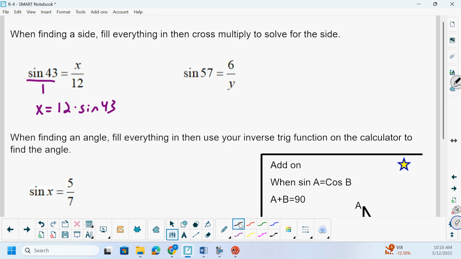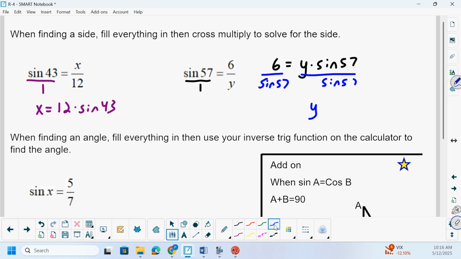Well, if we go to that second equation I have there, if we put the sine 57 over 1 and cross multiply, 6 times 1 gives us 6, and then we'll have y times sine of 57. Well, notice in this scenario, cross multiplying didn't get the variable by itself. So we've got to do one more step still. We can undo multiplication by doing division. So we would divide both sides by sine of 57. So now y is going to equal 6 over sine of 57. We would now put that in the calculator and round to wherever they wanted us to round to.